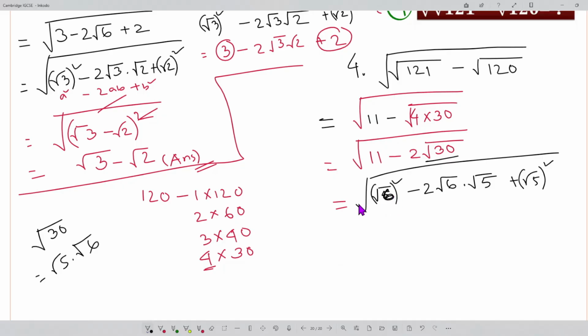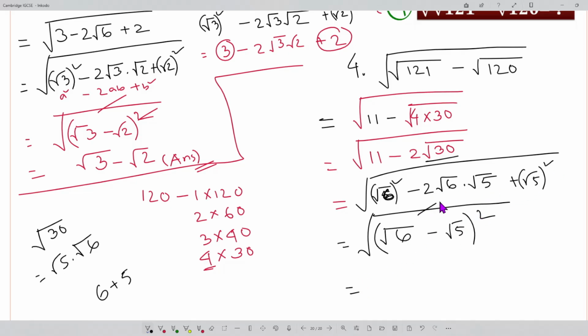Root 6 square means what? 6, and root 5 square means 5. So 6 plus 5 is 11. So we can write root 6 square minus, and another thing, this is 2 times root 6 times root 5, which will be root 30. So finally we can write root 6 minus root 5 whole square. It's a square minus 2ab plus b square, which means a minus b whole square. So finally this root and square go out, and our answer will be root 6 minus root 5. Very simple.